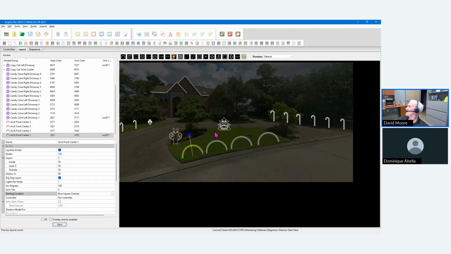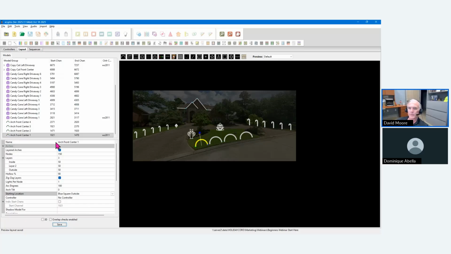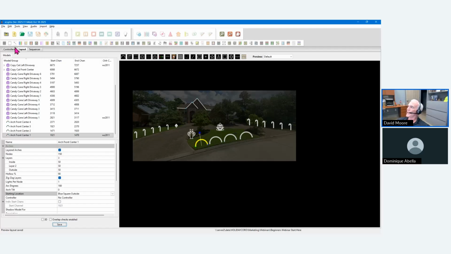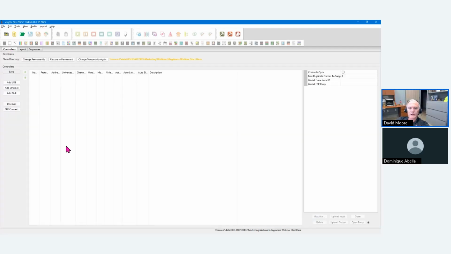Okay, so let's just now say we've got all of our props set up, and now we're ready to visualize, or actually set up the controller. So let's bring up our xLights again and start controlling. So I'm going to go to our controllers tab, which has nothing in it right now. And this is going to be a HinksPix Pro with long range smart.